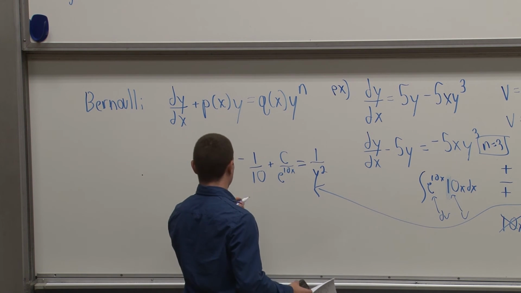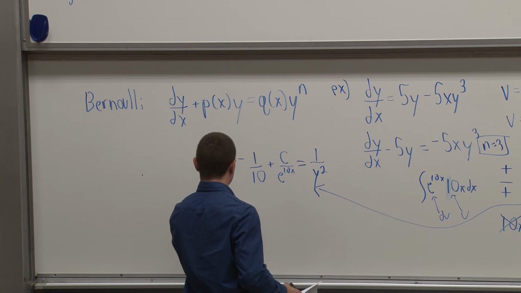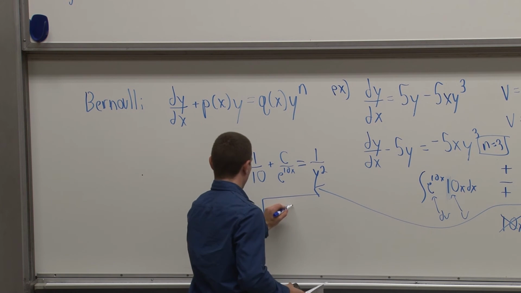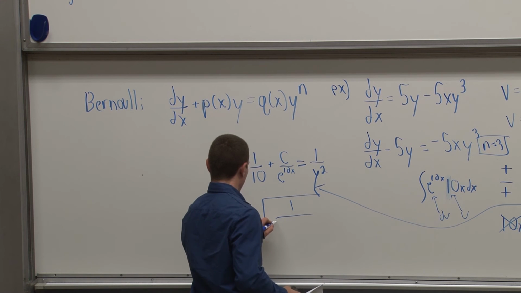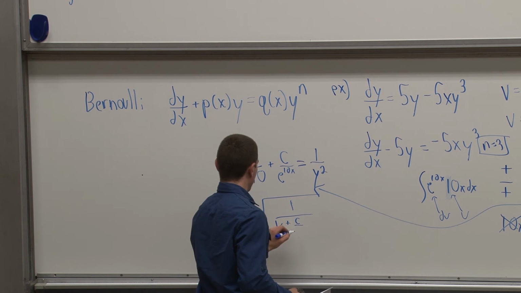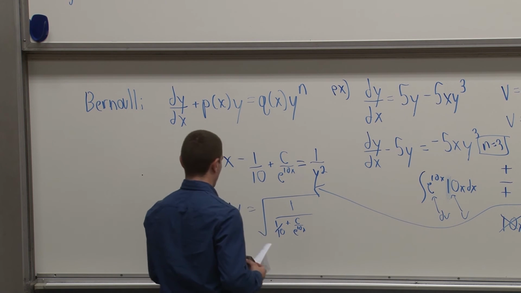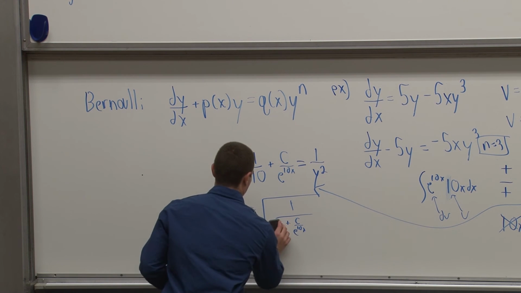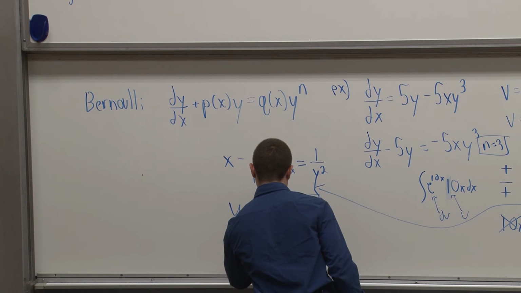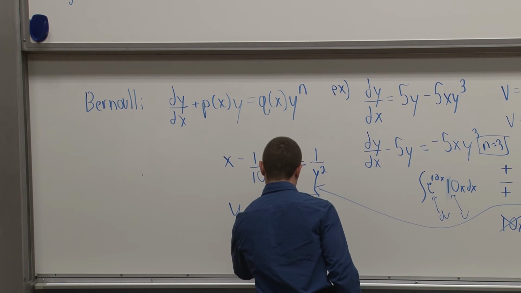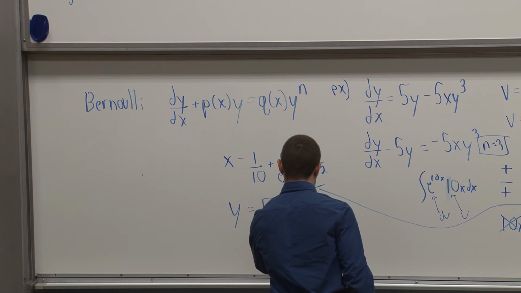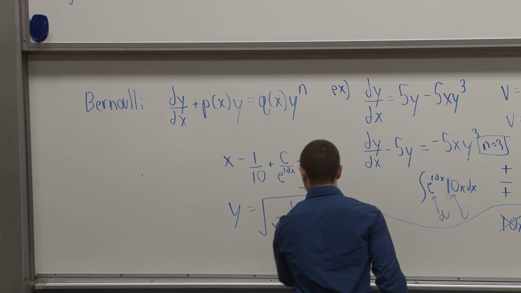So once you do that, y equals the square root of 1 over 10, and no, you don't have to simplify this, c e to the 10x. That's it. Wait, I forgot something. OK, so x minus 1 over 10 plus c e to the 10x, just like that. So this is your answer.